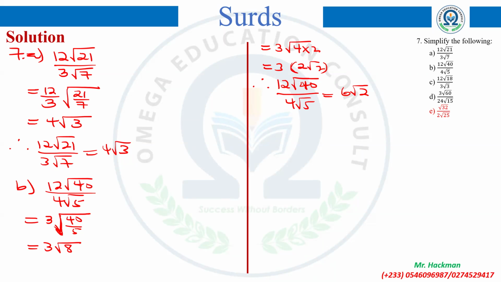So what if, let's say, 12 out of 4 square root 40 out of 5. What if 12 cannot divide 4? Okay, don't worry. We'll come to that. You know how I teach. So here, this is it.